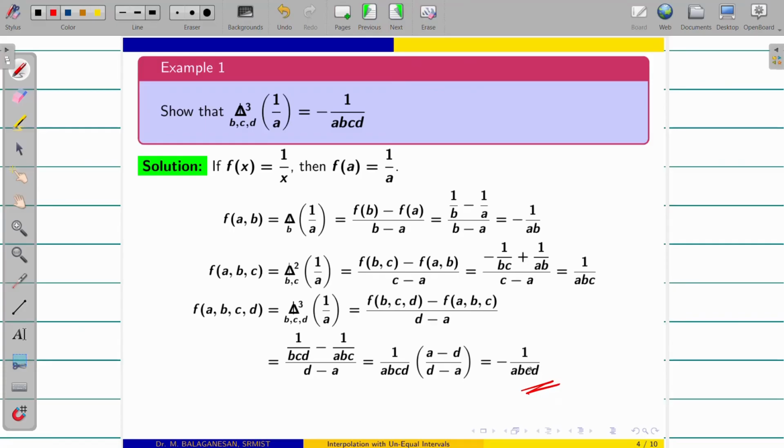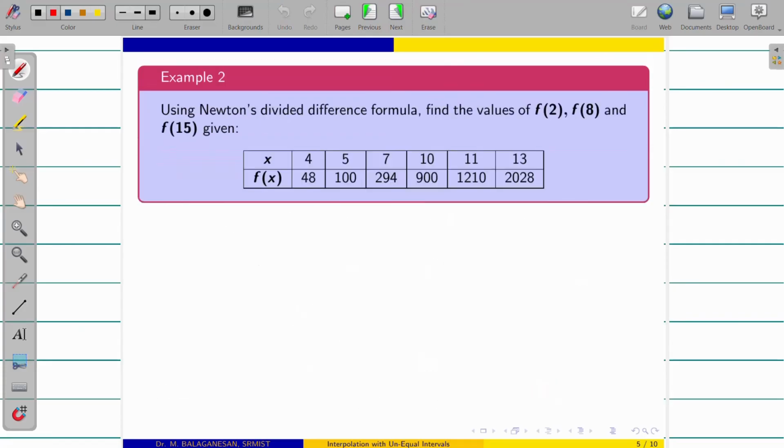Now, I'll give you another numerical example. Using Newton's divided difference formula. Sometimes to confuse you, they won't give this word. Using Newton's formula, find the value of f of 2, f of 8 and f of 15. Some few members will simply use Newton's formula, meaning Newton's forward interpolation formula or backward interpolation formula.